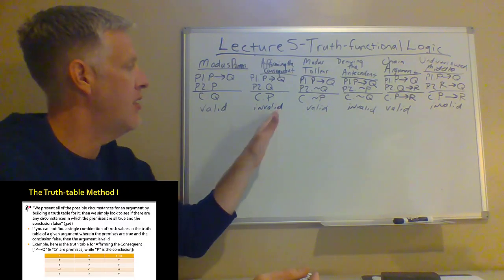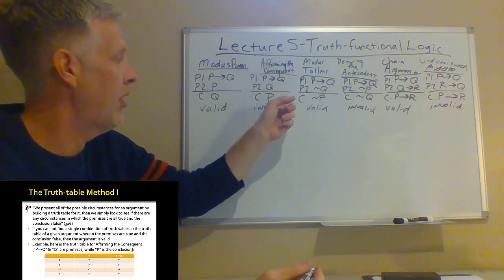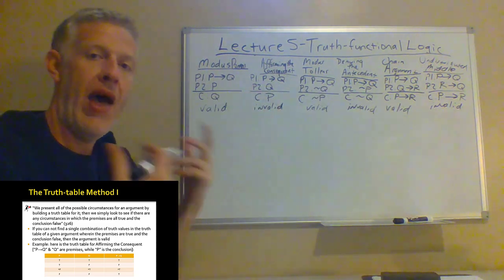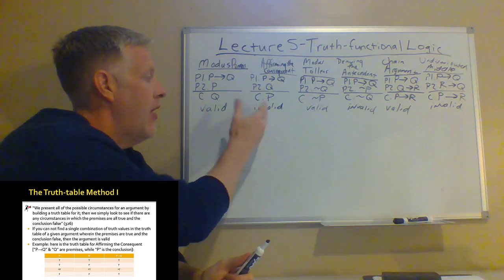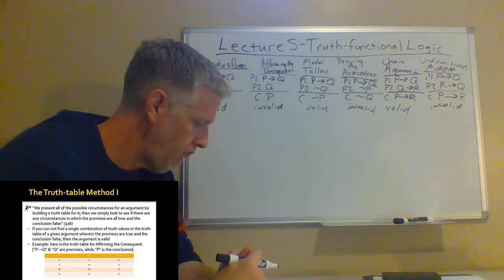and we'll see that in these cases, there will be a row where the premises are all true in the truth tables and the conclusion is false. But in these, there will not be. And so that will then be what enables us, using the truth table method, to figure out that these are invalid and that these are valid.